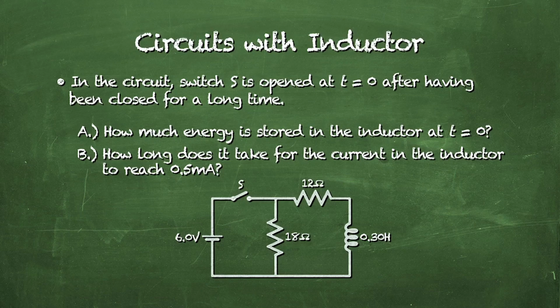Now remember that the energy stored in an inductor is 1/2 of the inductance times the current through the inductor squared. So U is equal to 1/2 L i squared. And also remember that the switch has been closed before it is opened at t equals 0. Go ahead and draw your diagram and think about the initial and the final condition of this circuit.